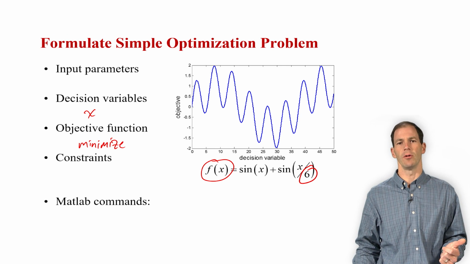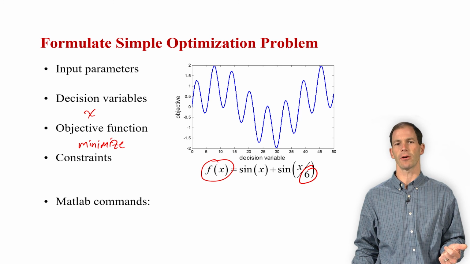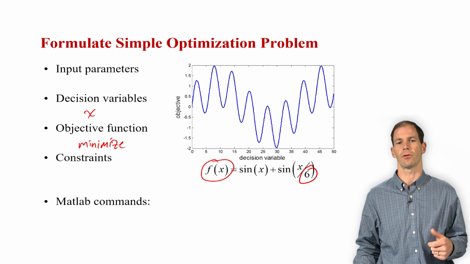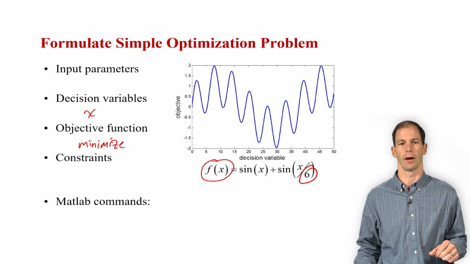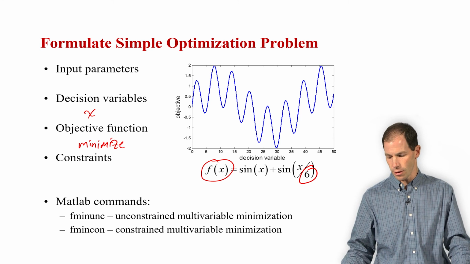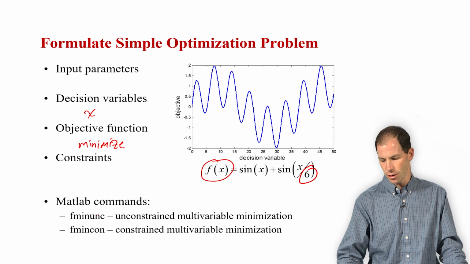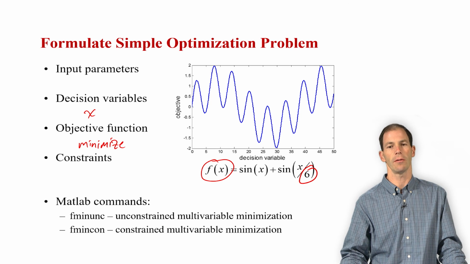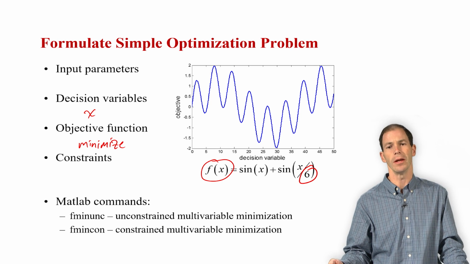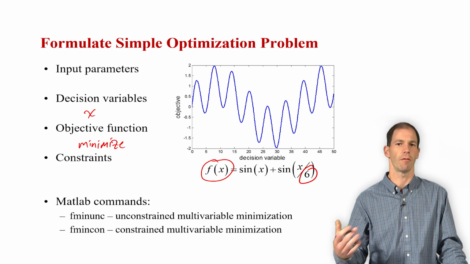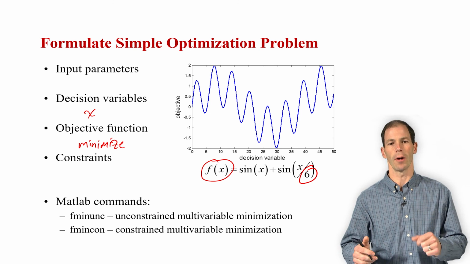So I'm going to jump to MATLAB in just a moment, but let me just give you a couple of very common MATLAB commands that are used for optimization. These are used at the command line. One of them is fminunc, which is for an unconstrained multivariable optimization, or a minimization in this case. If you happen to have a maximization, you can just say 1 minus that.